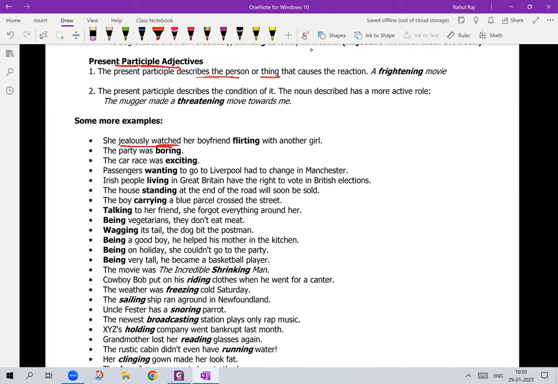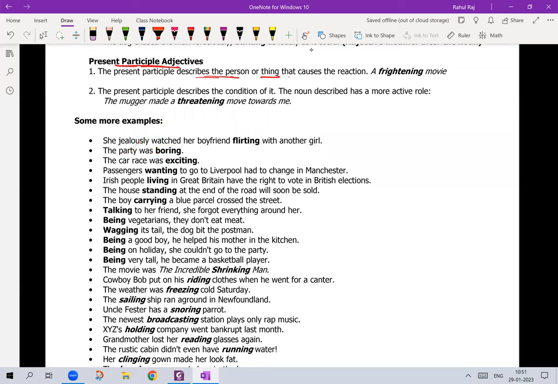Now, you can 100% argue with me, Rahul, that this is non-intentional, something which is under the boyfriend's control. But please don't use it over here. I'll come down to the point. Don't worry at all, it will be very clear. The party was boring: 100% adjective referring to the party. The car race was exciting: 100% adjective referring to the car race.